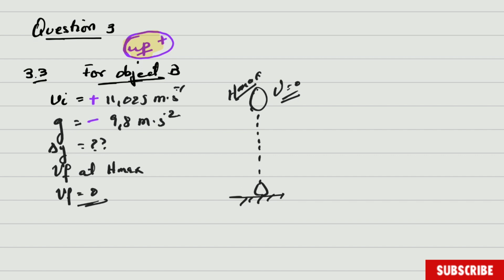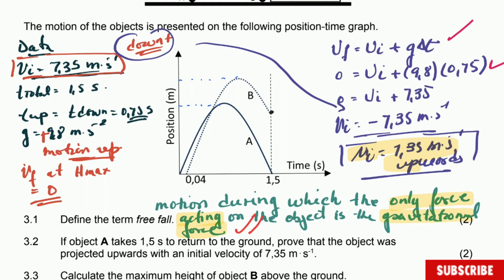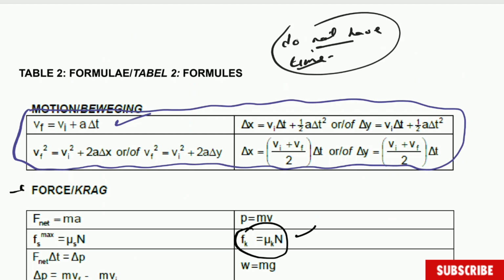All right, so guys, now the formula, you go to the formula sheet as usual. Here are the formulas, and note the following: we do not have time, so it cannot be any formula with time because we don't know how long it took to reach the maximum height. And we cannot use the 1,5 because at 1,5 it did not reach the ground, it reached there, so we cannot divide it in 2 parts. Okay, so in other words, in this work we don't have time.